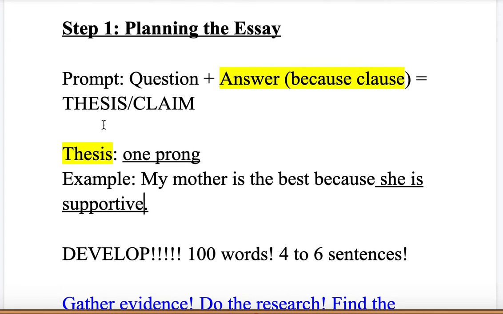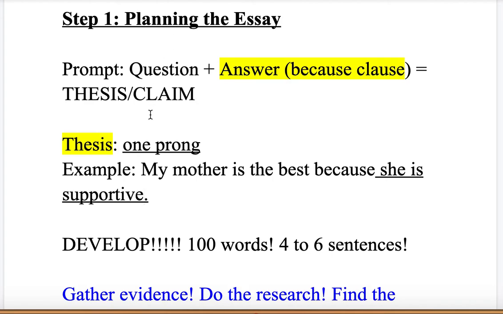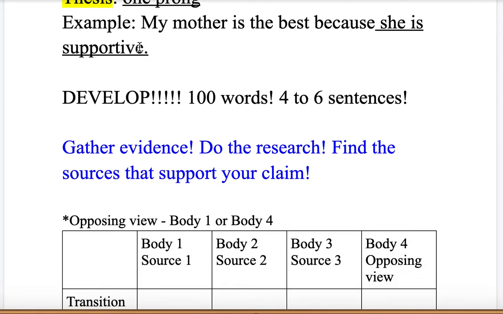Step 2 in planning the essay. So it's not really step 2, but we're still planning the essay. So after we write our prompt, now it's time to do the research, gather the evidence, find the sources that support your claim. If you are taking the FSA, this is the time you read their sources. Why? Because you're going to try to gather evidence to support your why. If you are writing a college paper, you go to the library, you open up online college web sources to support your claim. This is the time to gather your evidence to support your claim.